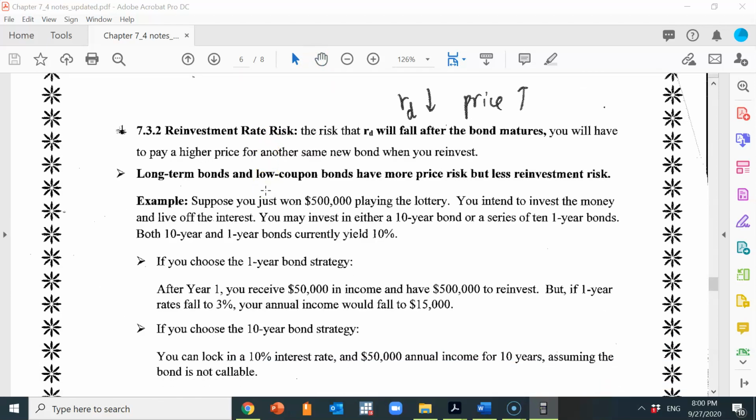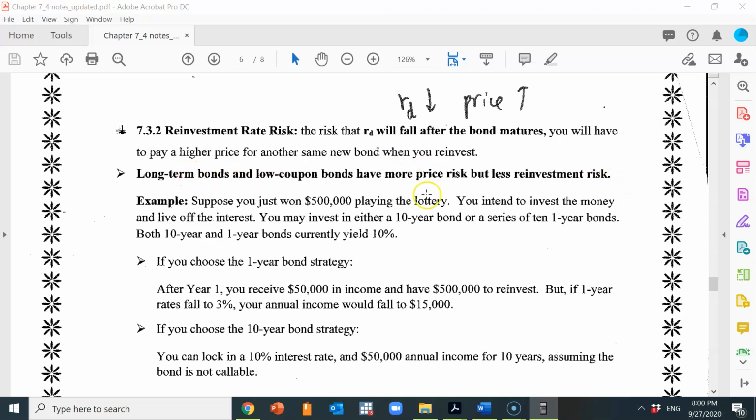The second type of risk is reinvestment rate risk. It is the risk that RD will fall after the bond matures. You will have to pay a higher price for another new bond when you reinvest. So long-term bonds and low coupon bonds have more price risk but less reinvestment risk.